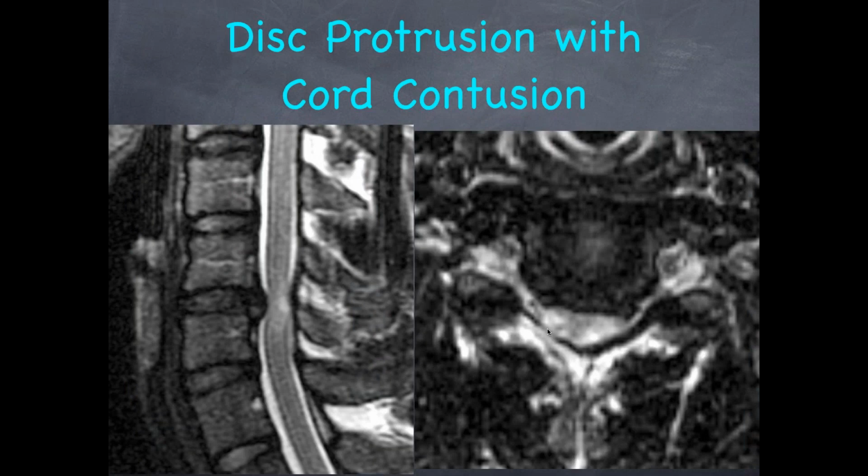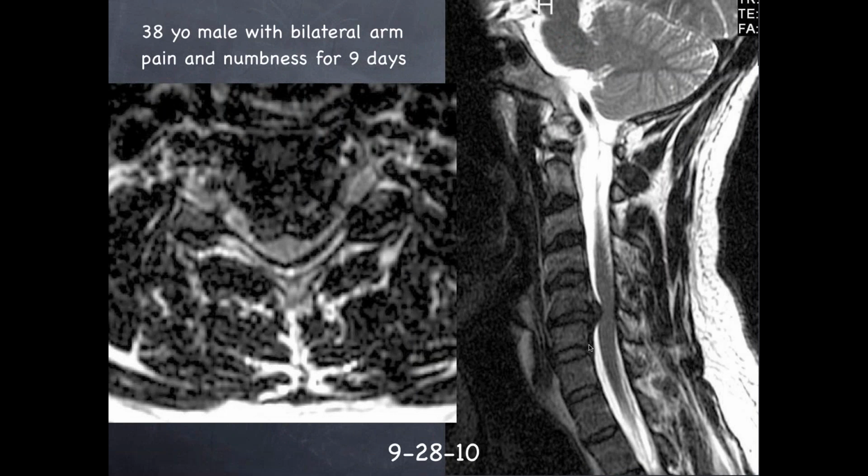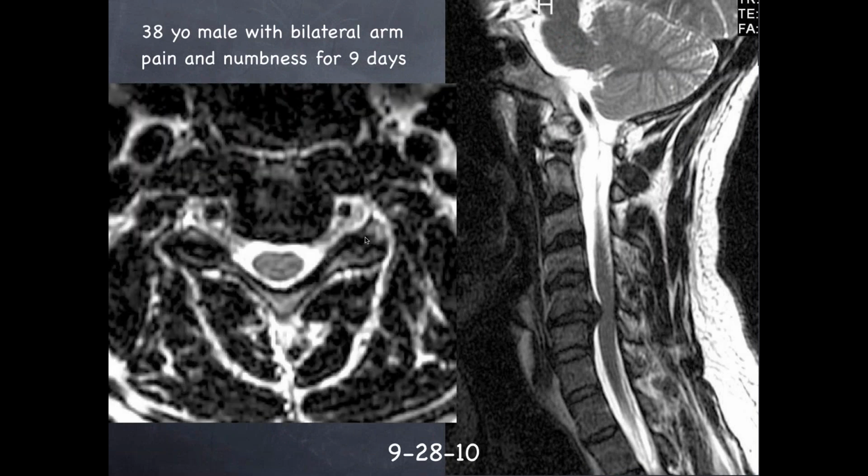Okay. Here's a little different. Here we have a more diffuse increased signal intensity within the cord. And then here we can see another disc protrusion with compromise of the cord here. What's this?